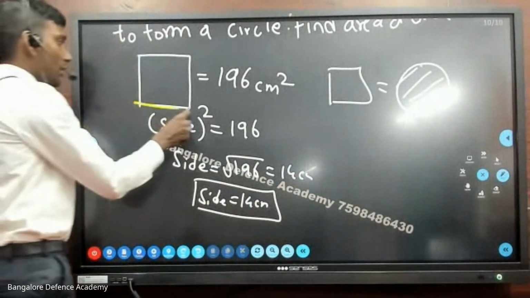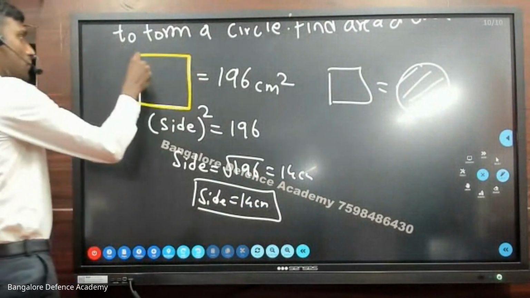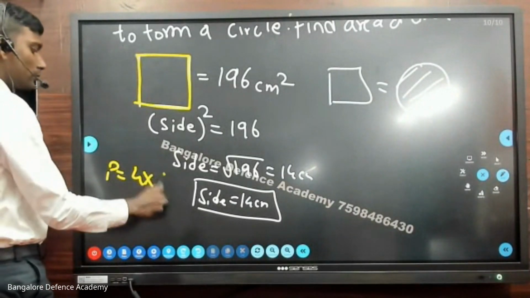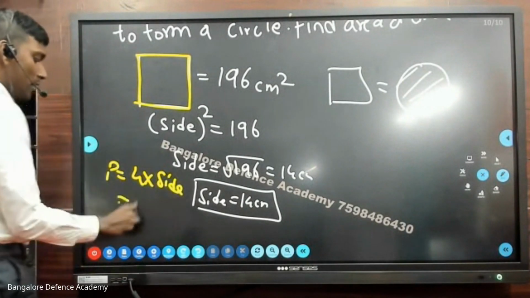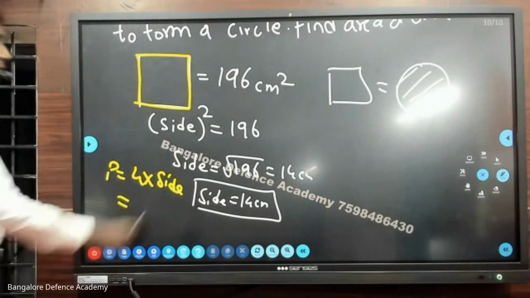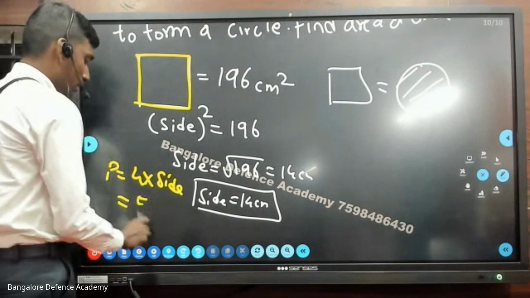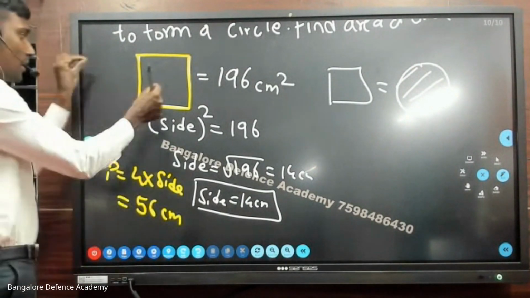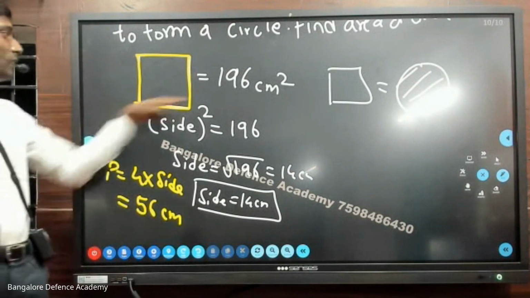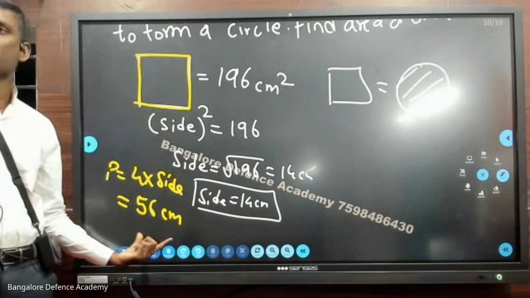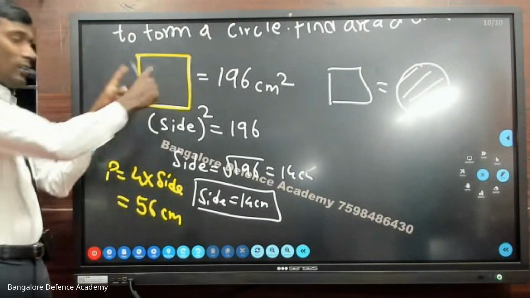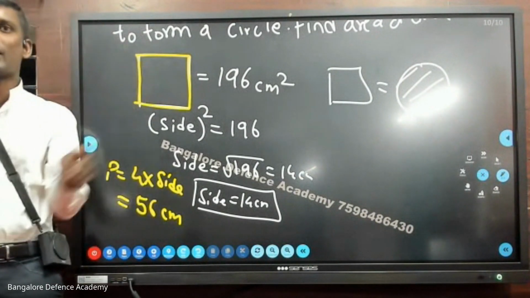If this is 14, this is 14, this is 14, and this is 14, what is the perimeter of the square? 4 into 14, how much do you get? 56 centimeter. So now what happens? I am taking this wire. The length of the total wire is 56. This total length of the wire I am making into a circle.